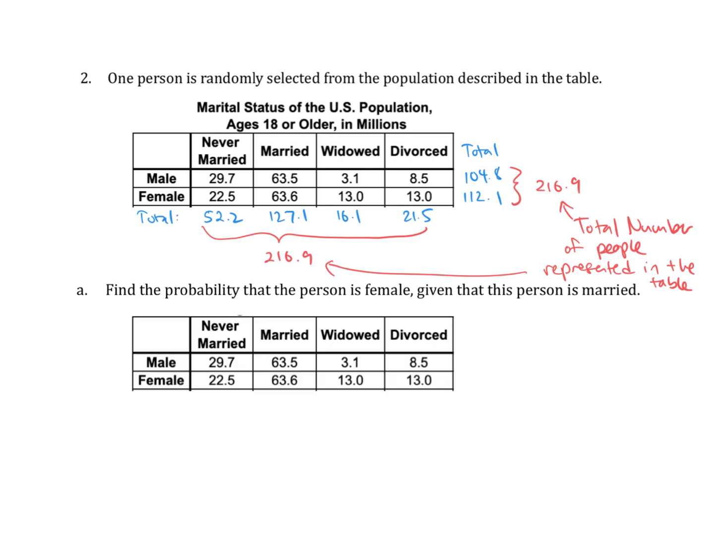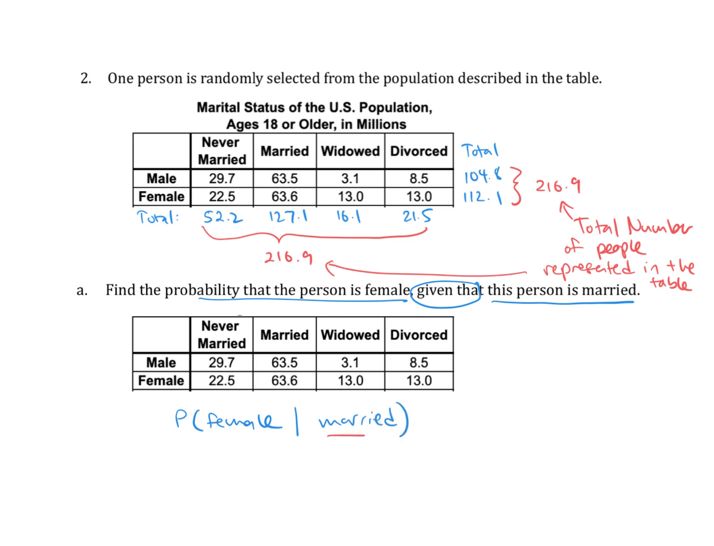Let's look at this example. Find the probability that the person is female given that this person is married. So we're selecting one random person from this group. And first, let's write our notation. The probability that the person is female given that, that's when we make the vertical line, this person is married.